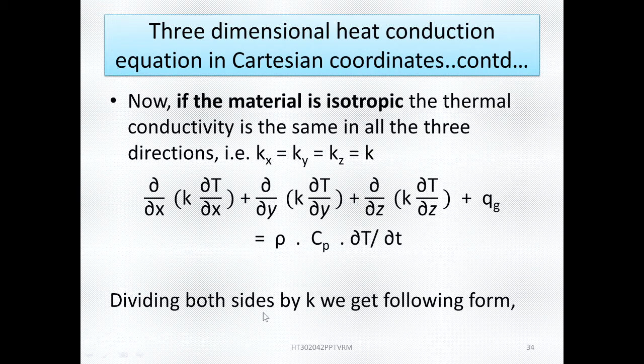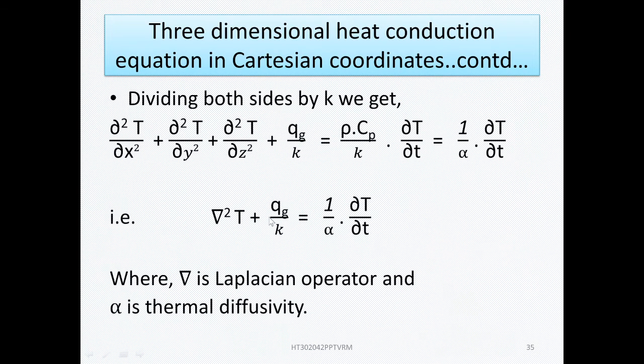So dividing both sides by K, we get a new equation, which shows the first part: del square T by del x square plus del square T by del y square plus del square T by del z square is equal to Qg divided by K is equal to rho Cp by K into del T by del t. This equation is a simplified one for isotropic material.